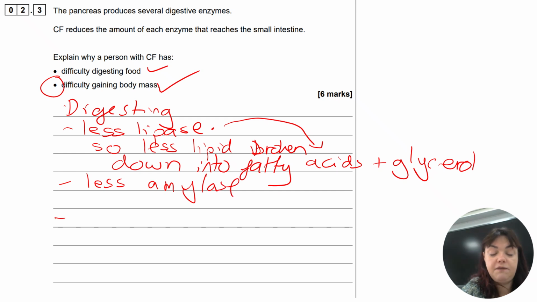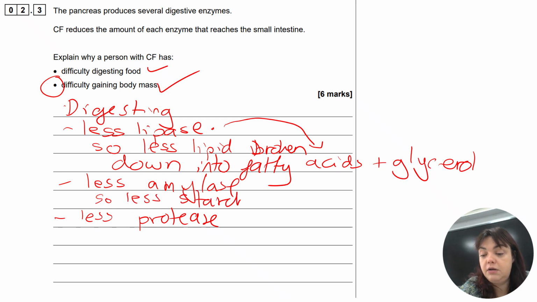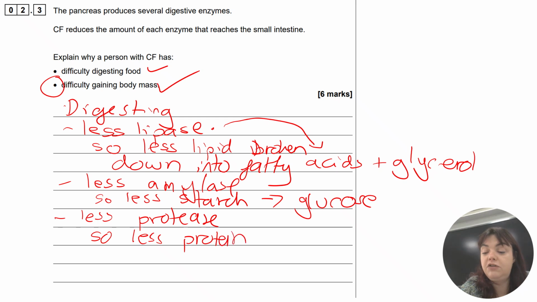and then we can talk about the fact there's less protease. So if you've just said less lipase, so less lipids broken down to fatty acids and glycerol, and there's also less amylase, you've already got 4 marks. That's it, done. If that's all you've written, 4 marks. If you said less amylase, so less starch broken down into glucose, or you've said less protease, so less protein broken down into amino acids, you'd also get just the 4 marks.